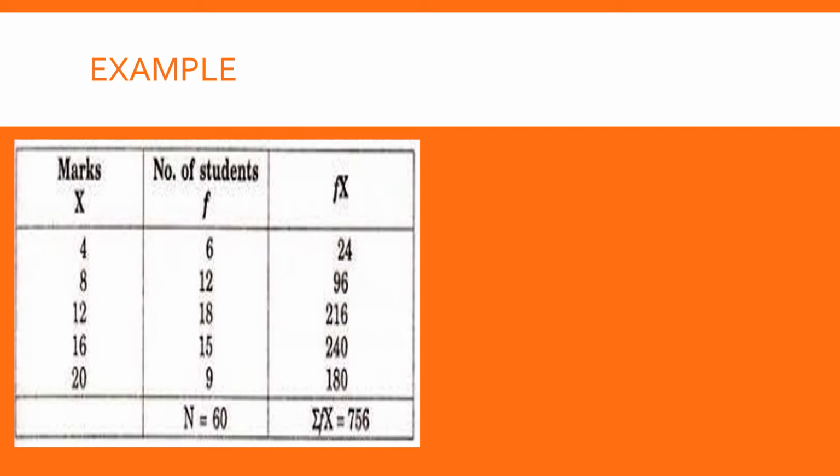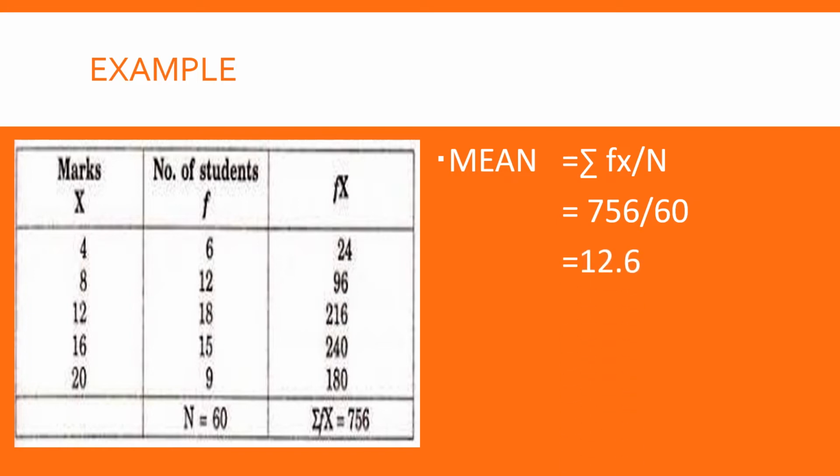Ultimately we will calculate the sum, so we get sigma fx. Sigma fx here is 756. And for calculation of the mean we need n. n is given by the cumulative frequency, the total of all these frequency values, which is 60. So mean is sigma fx upon n. We have sigma fx as 756 and n as 60. When we divide, we get the mean as 12.6.